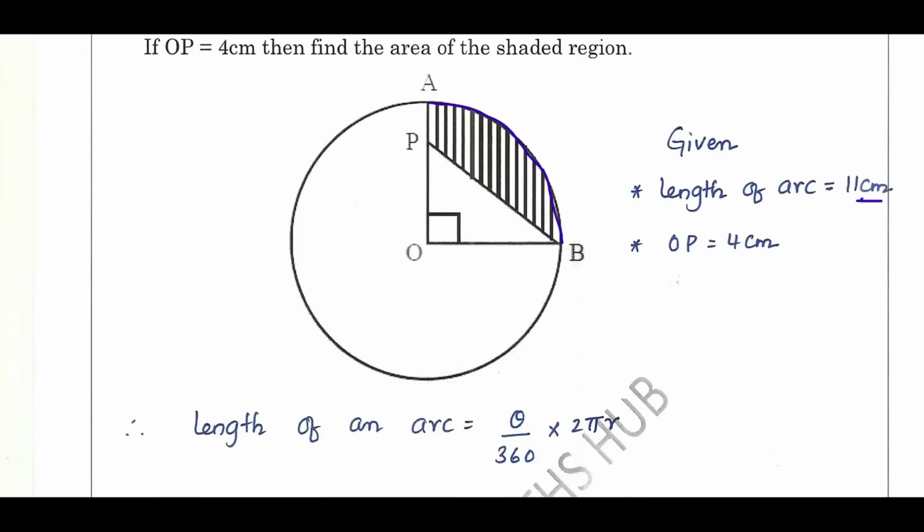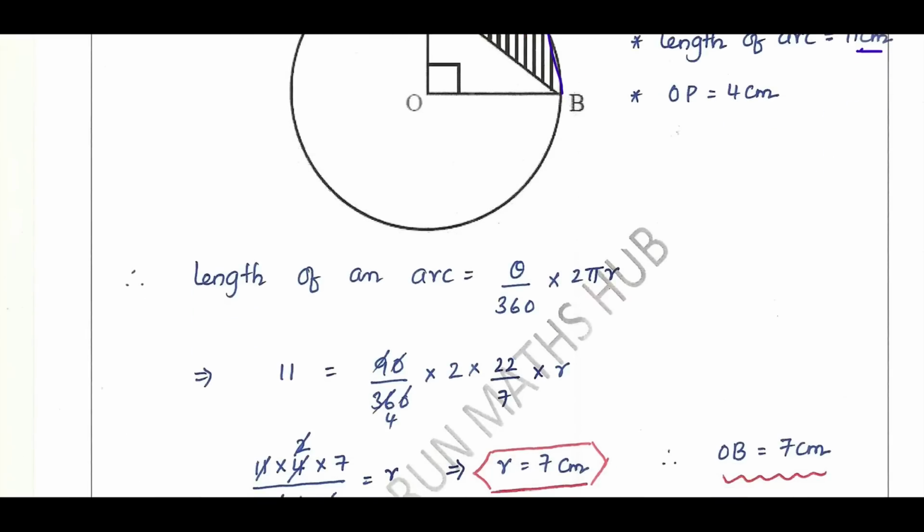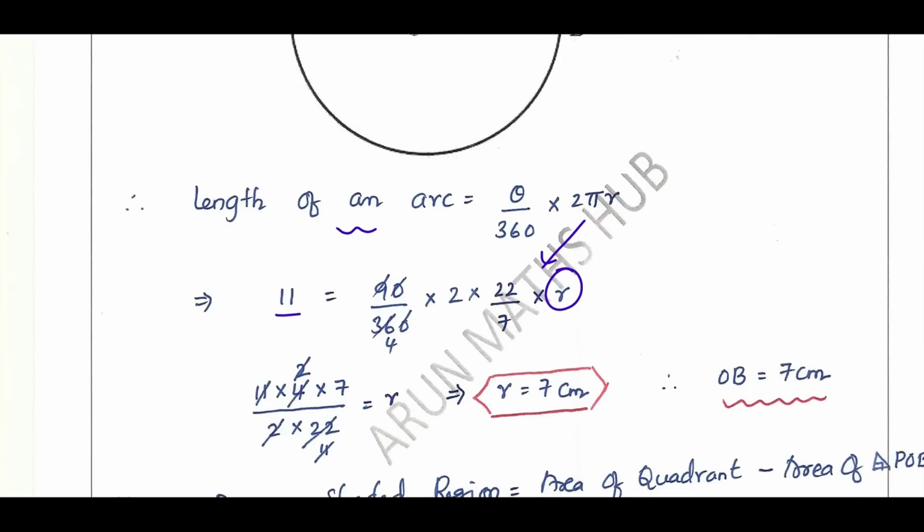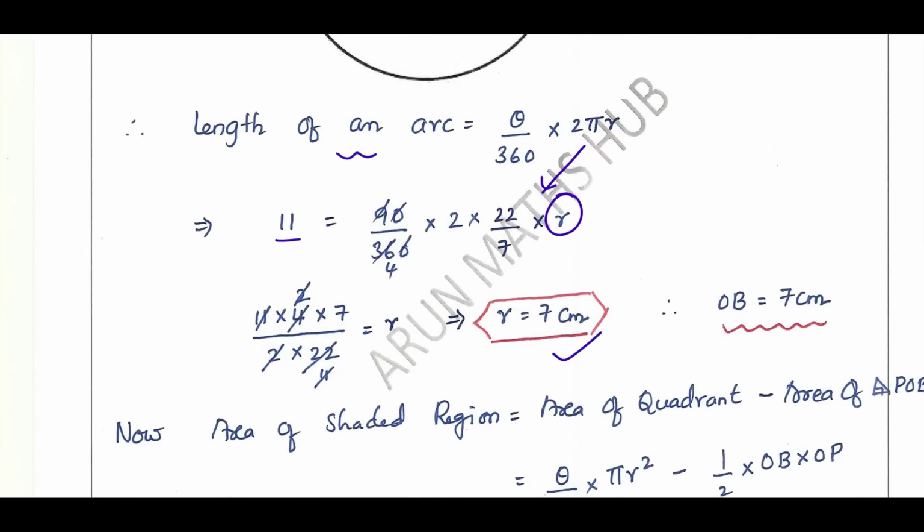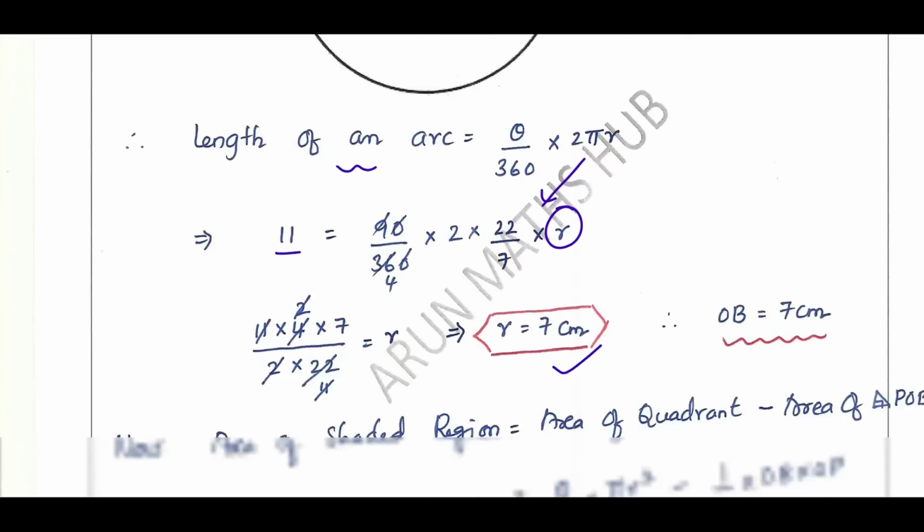Now to find out the area of quadrant, we should find out the radius. That is, length of an arc equals theta by 360 into 2 pi r. Given length of arc is what? 11 centimeter. That is, 11 equals theta is 90 degree by 360 into 2 into pi value is 22 by 7. Radius we need to find, keep as it is. Simplifying, we get r equals 7 centimeter. That is OB equals 7 centimeter.